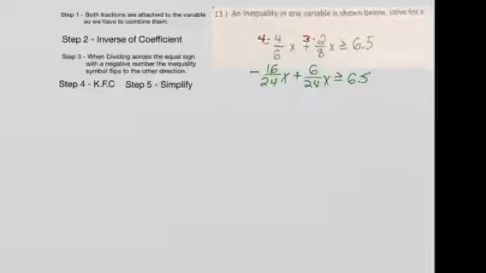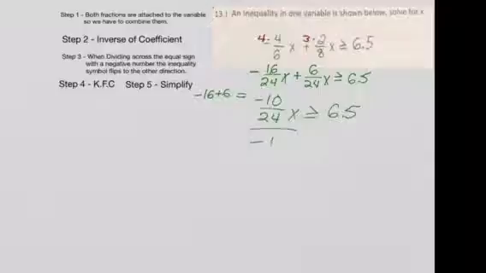So now I'm going to combine the fractions. Basically I am going to do negative 16 plus 6, and of course that equals negative 10. It's still over 24, it still has the variable x on it, and it's still greater than or equal to 6.5. So now I know that negative 10 24ths is multiplying x. I want to get that fraction to the other side of the inequality sign, so I'm going to do the opposite of what it's doing. It's multiplying, so I'm going to divide it across both sides.